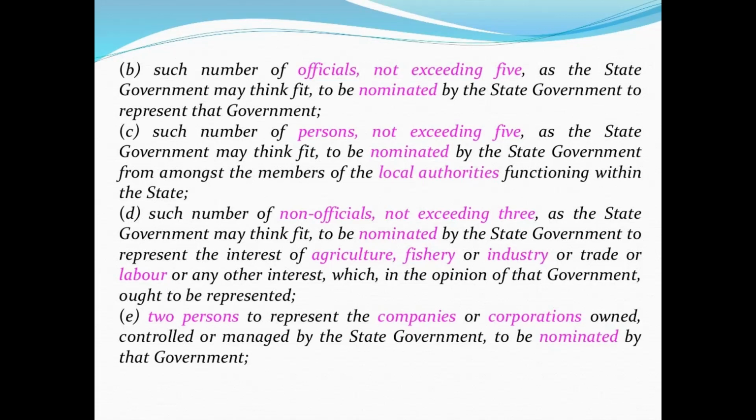But they are related with the environment. What we can say, environment related activities, that is agriculture, fishery, industry, then labors, then also 2 persons to represent the companies or corporations. Okay, so 2 असे पर्सन्स हायर केले जाते जे कंपनीज ओरिएंटेड असेल किंवा कॉर्पोरेशन्स मध्ये काम करत असेल असे. Controlled and managed by the state government, मीन्स ऑल द प्रोसेस आर मॅनेज बाय द स्टेट गव्हर्नमेंट ओनली.